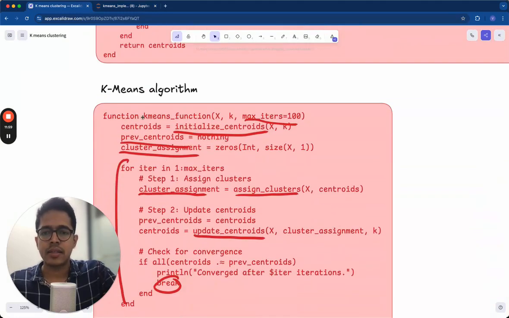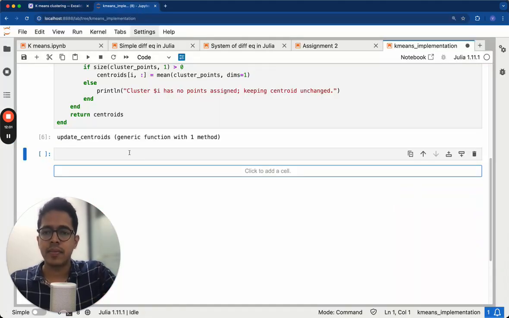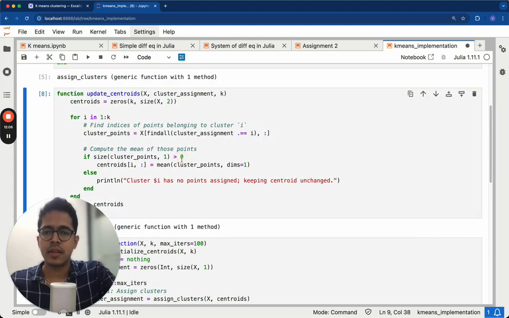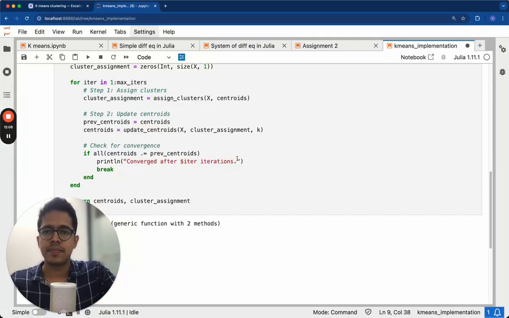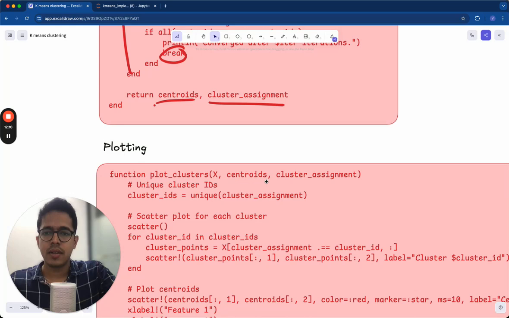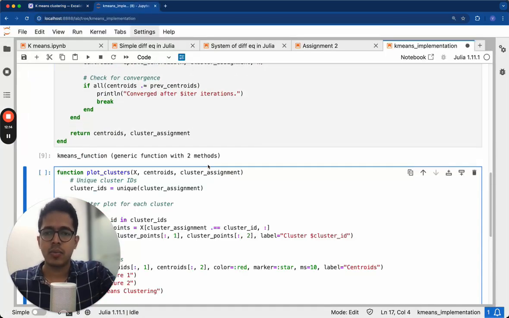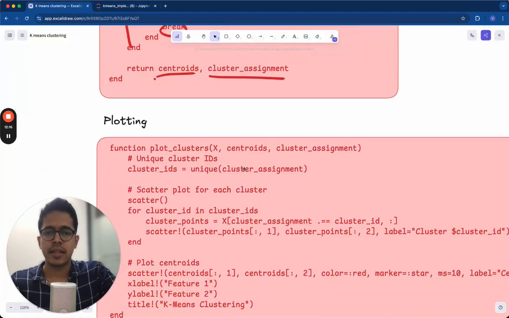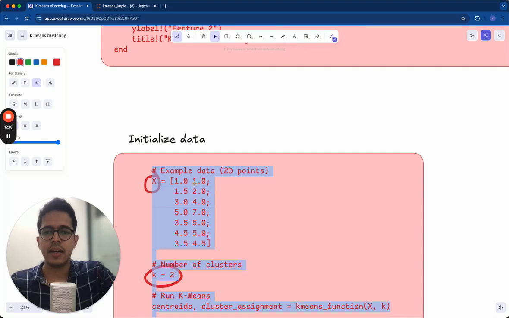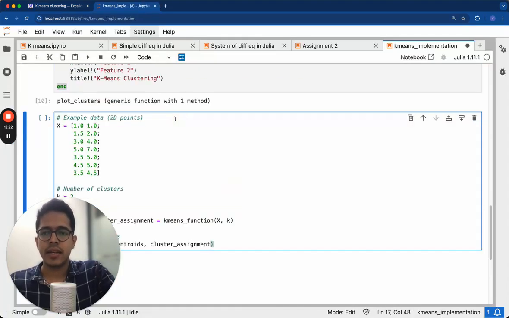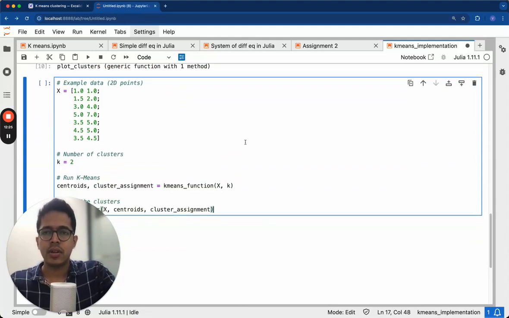Then the k-means function itself, we can paste it here and then run this. And then plotting. After plotting, there is one more: getting the data, initializing the data. Okay, so we initialize the data. Fine. Now, hopefully, this should not have any issue.